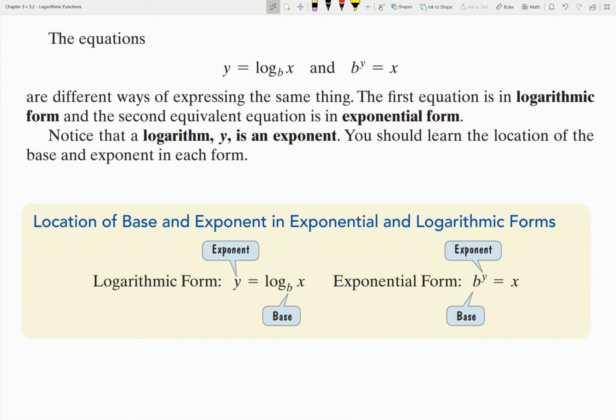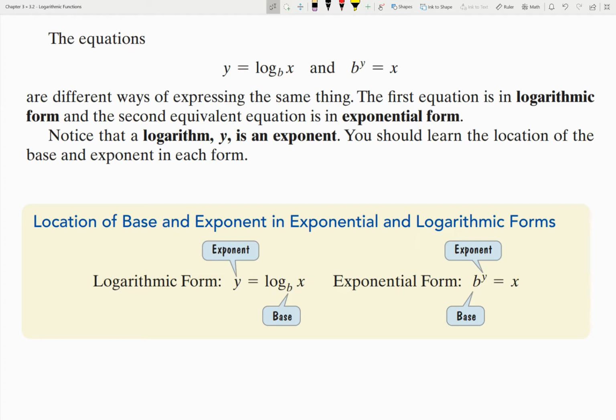So my equations are different ways of expressing the same thing. Both of those are equivalent to each other. The first one is logarithmic form. The second one is exponential form. And like I just said, notice that in the logarithm, y is an exponent.